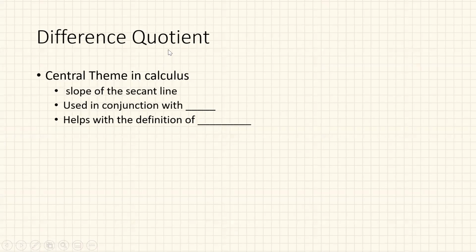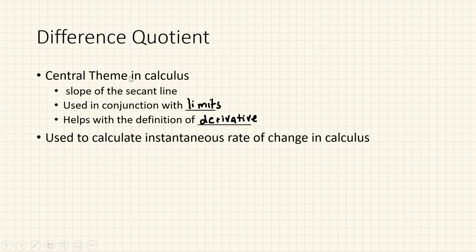So the difference quotient is a central theme in calculus, and this is why we're briefly introducing it now so that you can get used to it and so that you've already seen it. It basically describes the slope of a secant line, and it is used in conjunction with limits. It also helps us with the definition of derivatives. So this is a very important concept and theme in calculus, and so we're introducing it now so that you have experience with it. So what is the equation?